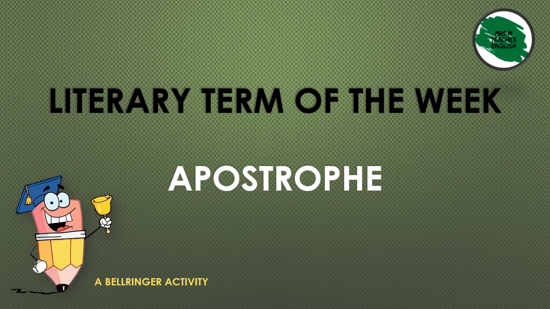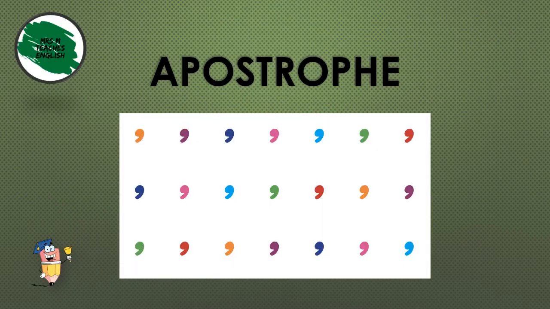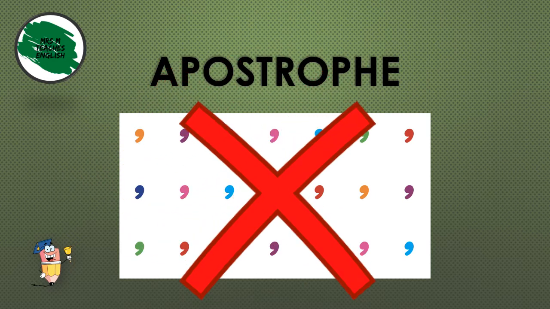This week we are going to look at the literary term apostrophe. You should write down the term and the definition in your Bellringer book. Apostrophe, but that's a punctuation mark, not a literary term, isn't it? Today we are not going to be talking about the punctuation mark. We are going to be looking at the poetic apostrophe.